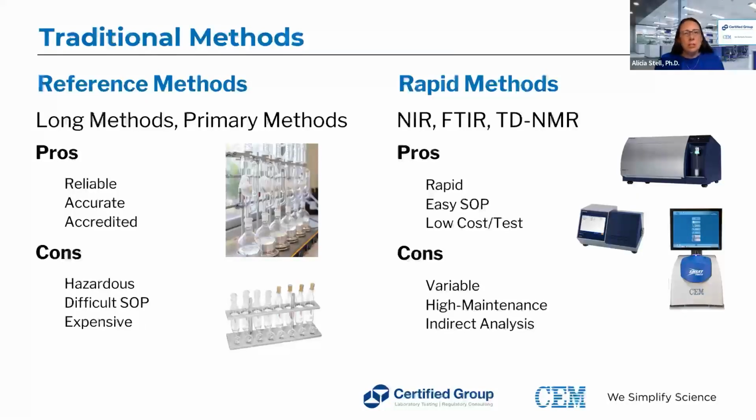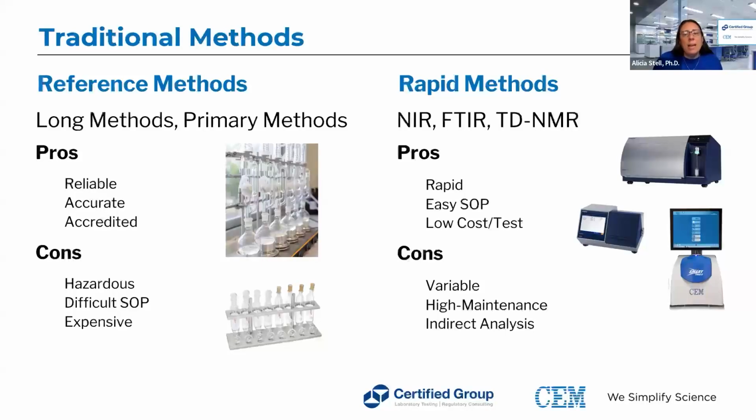Okay, so we talked about some of the different methodologies, these reference methods and rapid methods. So eventually it falls into these two areas, right? The general fat methods that are out there right now. You've got reference methods. Those are going to be your Soxhlet, your Mojonnier, that type of thing. They're reliable, accurate, accredited, right? This is why we're running them still today. But there's a lot of cons with them too. They're antiquated methods. They use hazardous chemicals. They're difficult to run. They're expensive to run. So that's why people started developing these rapid methods.